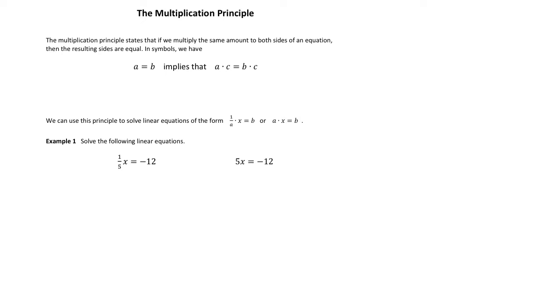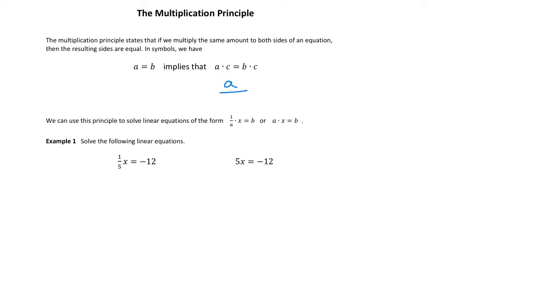For this lesson, I'd like to talk about the multiplication principle, and again, using this to solve a linear equation. So just like with the addition principle, we're starting with two things that are equal, a and b, and we're stating that if you multiply both sides by the same number, you still get two things that are equal. And the same holds true if you were to divide both sides by the same number.